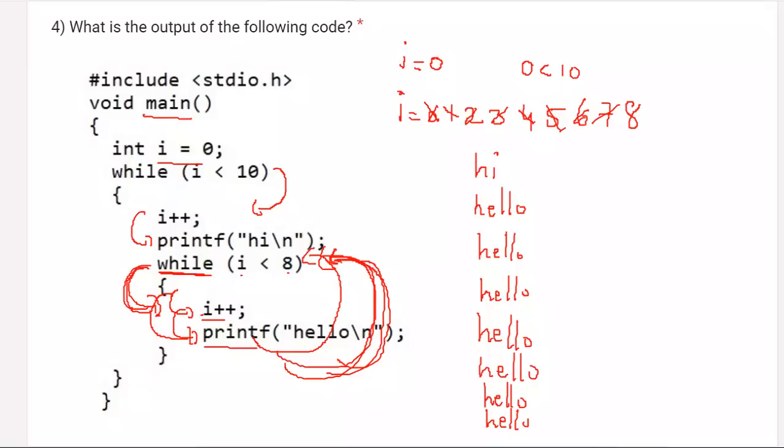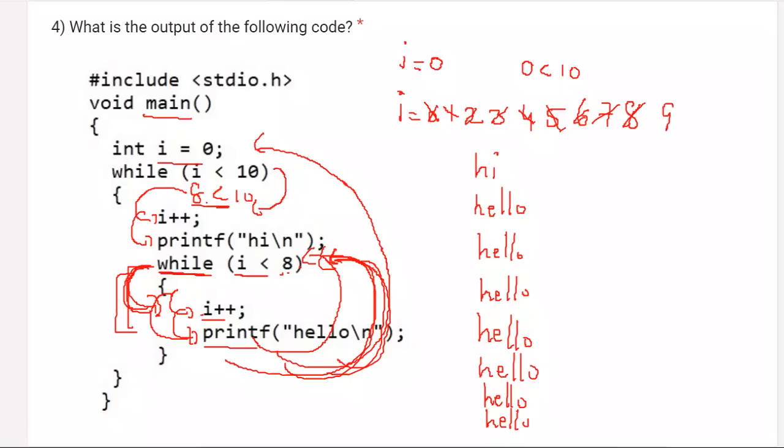Again come into the loop. Is 8 less than 8? No. This becomes false. Now the control goes to the external while loop. What is the present value of I? I is less than 10? Yes. 8 is less than 10. Now I plus plus, it will be 9.